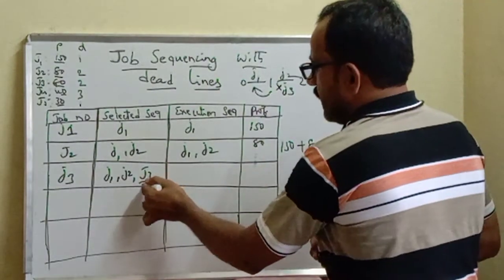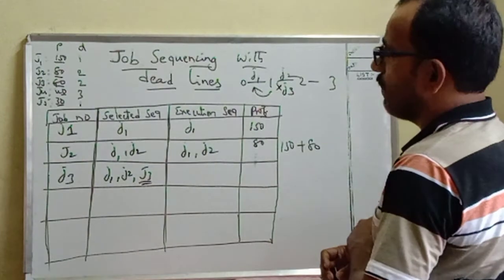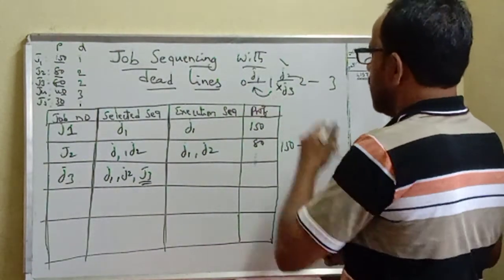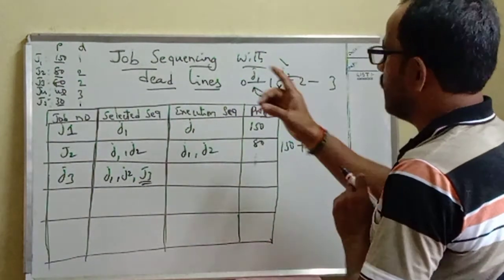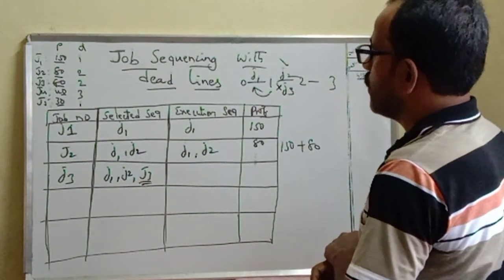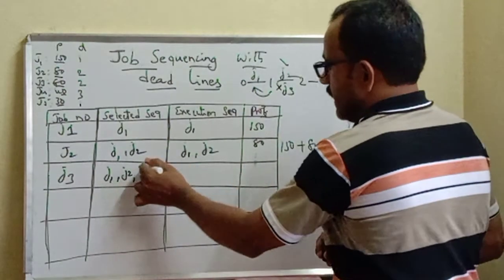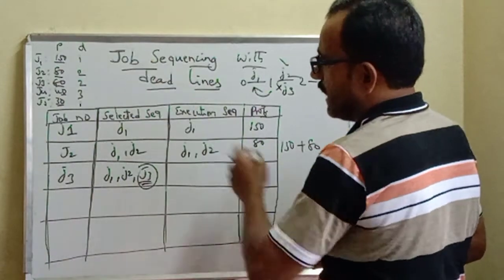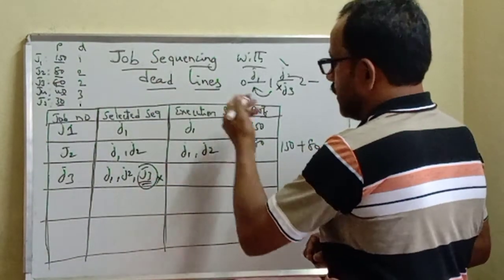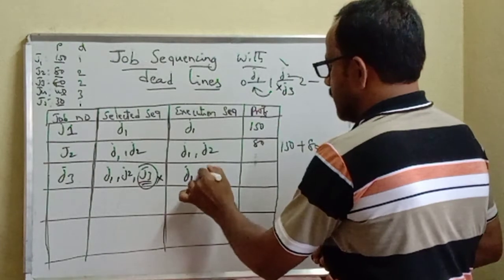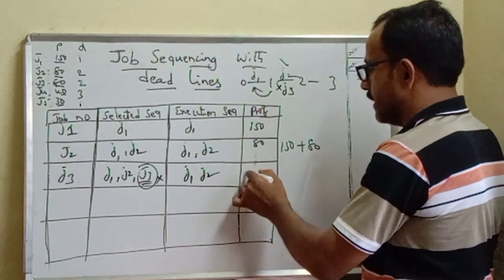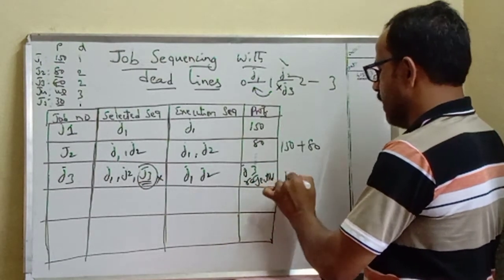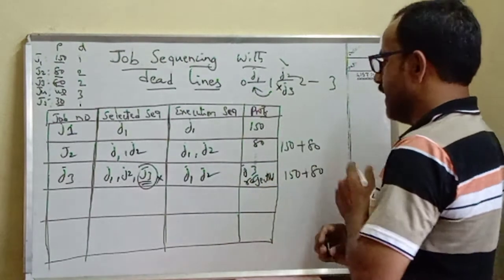No, the previous slot is not free. Even if I select J3, though that particular J3 has maximum profit, I cannot execute J3 because its required slot is occupied. Even if you go back and verify, the previous slot is also occupied with the first job. So I cannot execute J3, though its profit is greater than the remaining jobs, because execution is not possible. Then the execution sequence is J1, J2 only. J3 is rejected. Till this moment, I got only 150 plus 80 as the profit.